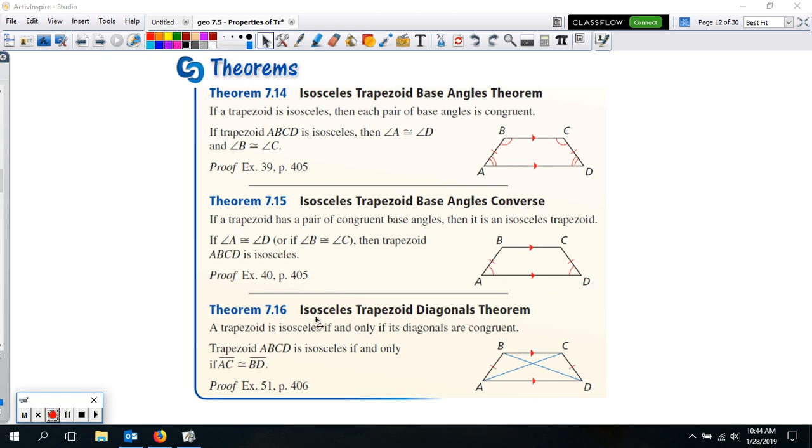And this last one, the isosceles trapezoid diagonals theorem, is just saying that if we have an isosceles trapezoid, the diagonals are going to be congruent. So from A to C, it's going to be the same distance as from B to D. A rectangle had the same property. The diagonals were congruent in rectangles as well. So this is similar to the rectangle, where the diagonals in isosceles trapezoids are congruent.